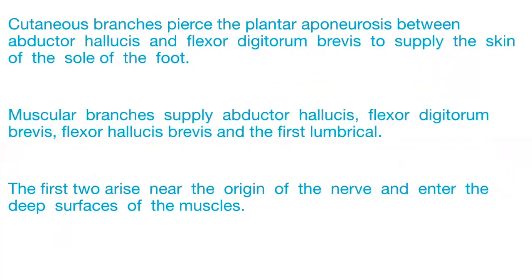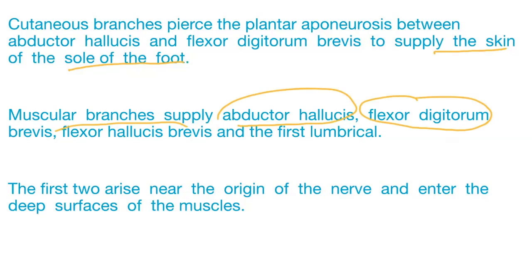Cutaneous branches pierce the plantar aponeurosis between the abductor hallucis and flexor digitorum brevis to supply the skin of the sole of the foot. Muscular branches supply the abductor hallucis, flexor digitorum brevis, and flexor hallucis brevis, and the first lumbrical. Right? Remember that. First lumbrical. The first two arise near the origin of the nerve and enter the deep surface of the muscles. So, abductor hallucis, flexor digitorum brevis, and flexor hallucis brevis.